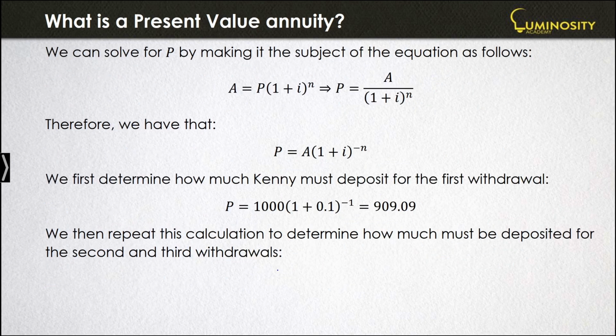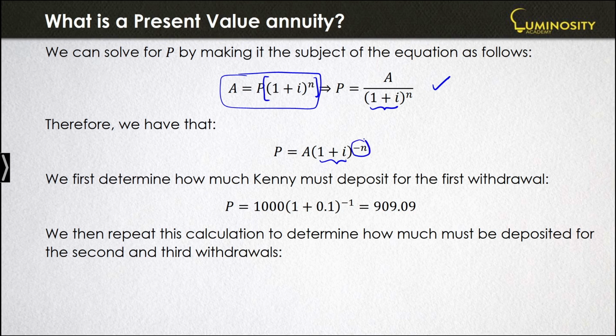We can solve for P, the principal amount, how much we need to put in to get the 1,000 Rand, by making it the subject of the equation. If I solve for P, I just divide both sides by the term (1 plus i) to the power n. Another way of rewriting this is to bring the base up to the top and rewrite the exponent as a negative exponent.